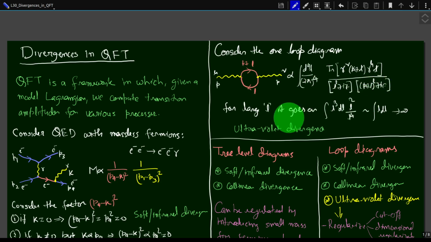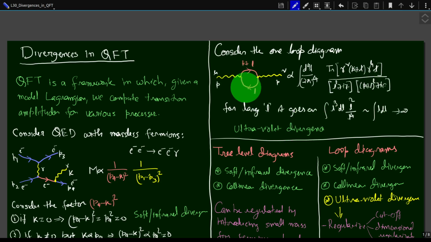Now, if L goes to infinity, the dominant factors in the numerator will be, of course, d^4L, which goes as d^3L dL, and the two factors of L, because P is some fixed momentum, so L is going to infinity. So the numerator goes as L square, and the denominator goes as L square times L square, which is L to the power 4. So overall it goes as L dL. It means it has a quadratic divergence, and when L goes to infinity, this integral is quadratically divergent, and this is called the ultraviolet divergence.